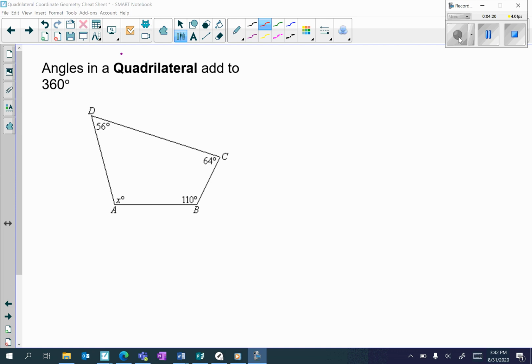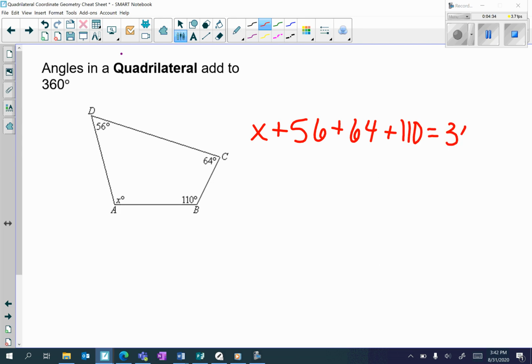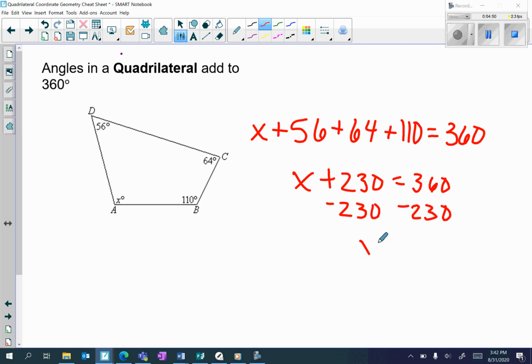Next, remember, angles in a quadrilateral add to 360 degrees. So here's a quadrilateral. I would add x plus 56 plus 64 plus 110 is equal to 360 degrees. I would use my calculator and add 56 plus 64 plus 110, and that would give me 230 is equal to 360. Subtract 230 on both sides. X would be equal to 130 degrees. Angles in a quadrilateral add to 360 degrees.